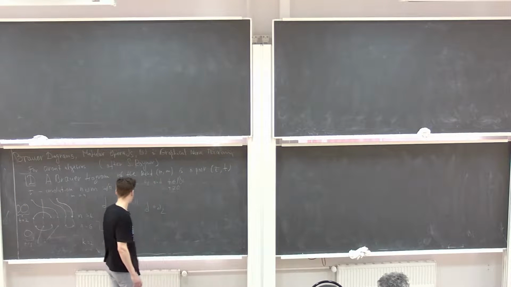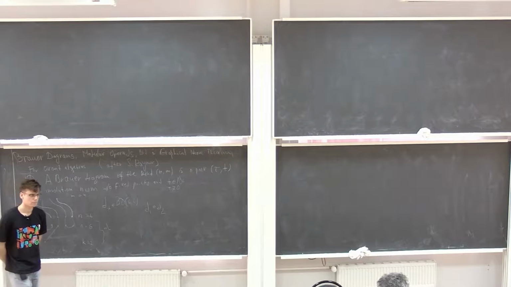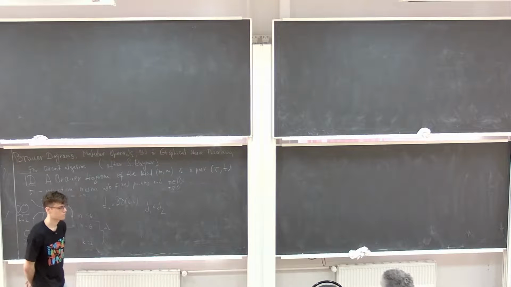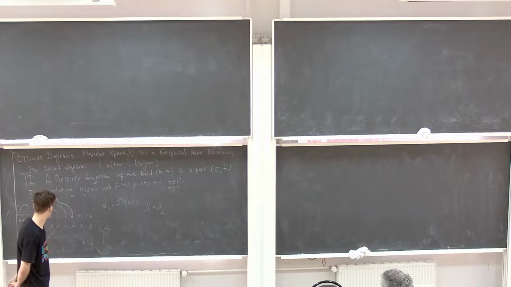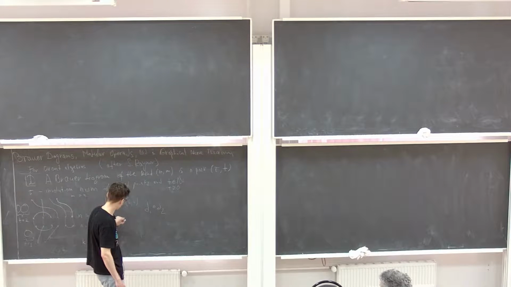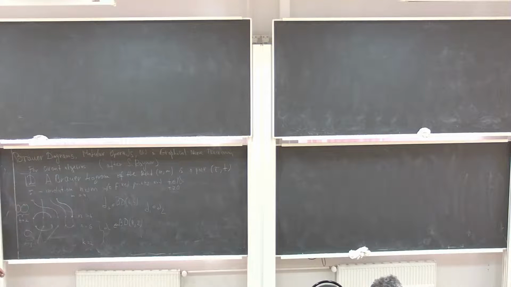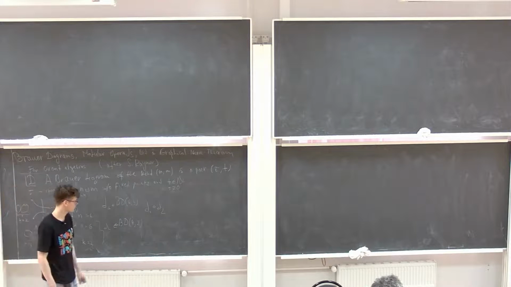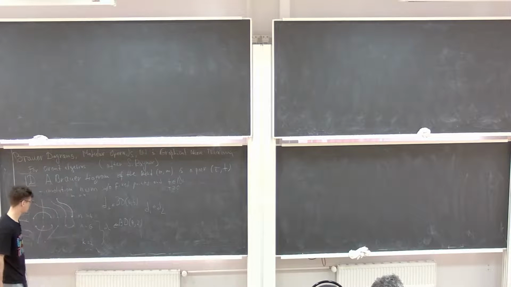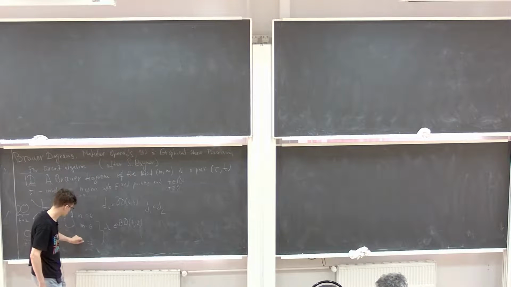This is the way we can compose Brauer diagrams. To compose diagrams, we need to have equal numbers here and there. Otherwise, the composition is not defined.